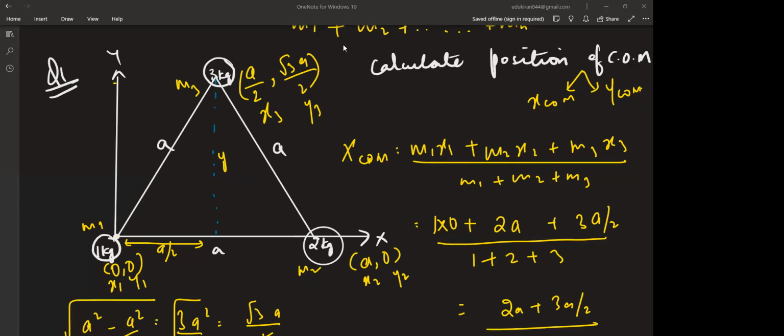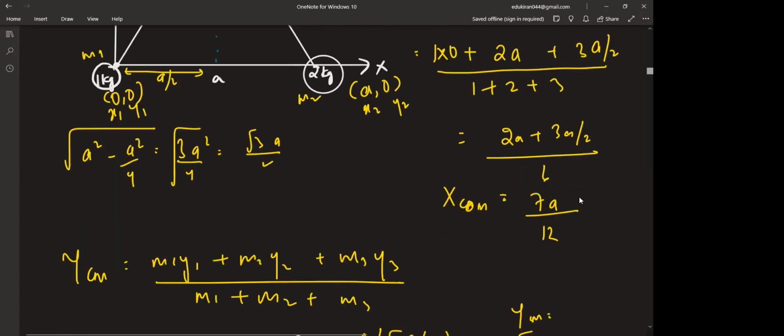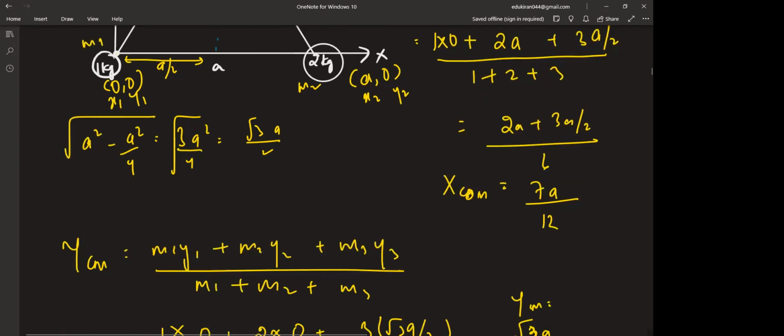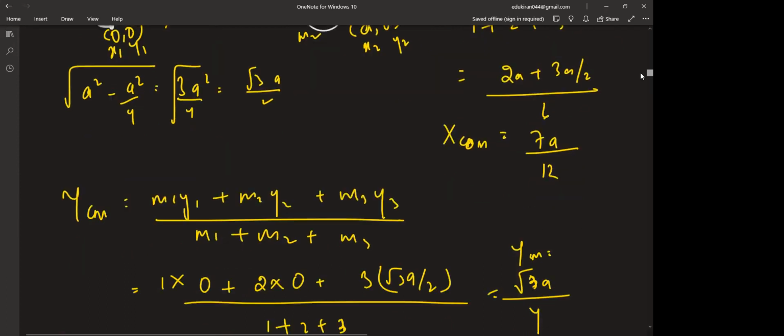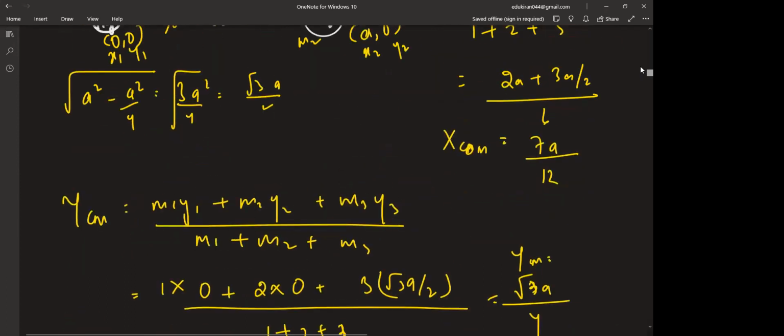Abdul, see, root 3 a by 4 is the final answer for YCM. For X center of mass, I told you, X and Y we'll find separately. So this is for Y. Both the answers you will write, or you can write it as a coordinate also.